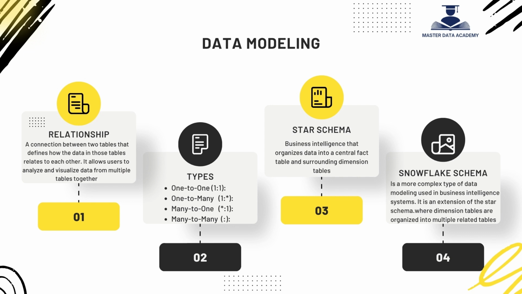Step 3. Star Schema. The star schema is one of the simplest and most widely used data modeling techniques. It organizes data into a central fact table surrounded by dimension tables. This structure is fast, easy to maintain, and ideal for most reporting scenarios.